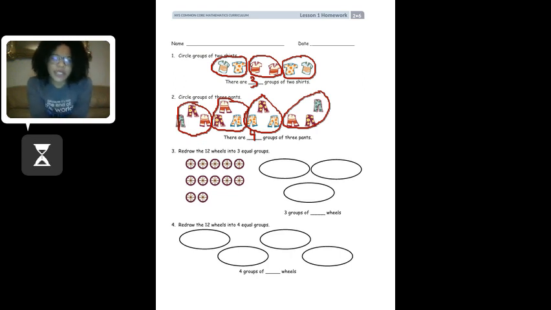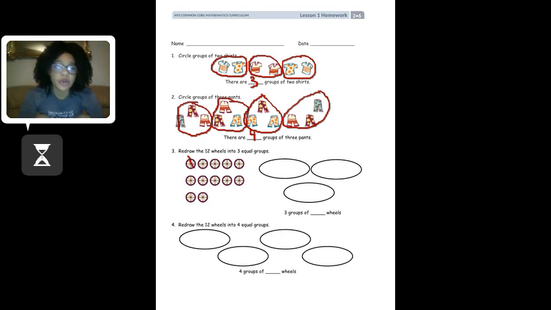Number 3 says, redraw the 12 wheels into 3 equal groups. So we're going to make sure that we put those wheels in each group, but we got to make sure that each group has the same number of wheels. And what we're going to pretend is that each group is a car. And we want to make sure that each car has the same number of wheels on it, okay? So let's see. I'm going to grab my red pencil, and I'm going to cross out the wheels and put it on each car until we're done, okay?